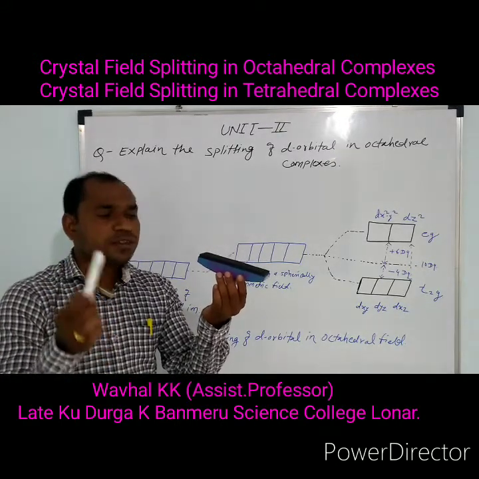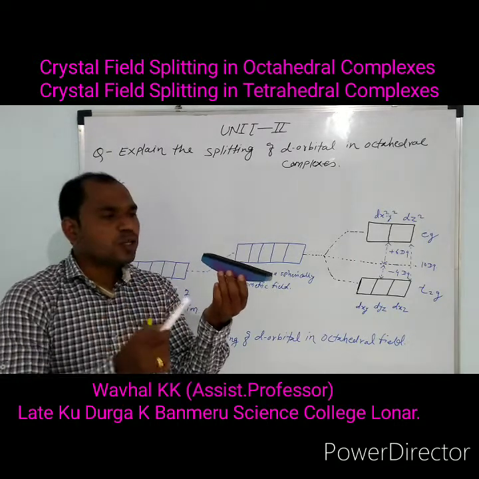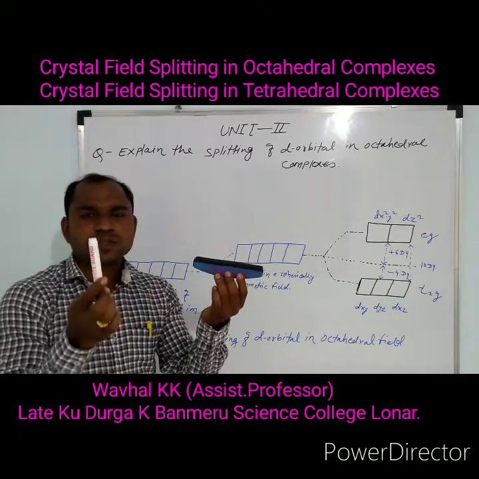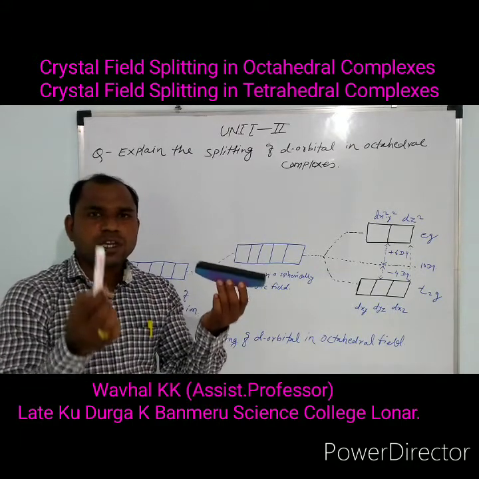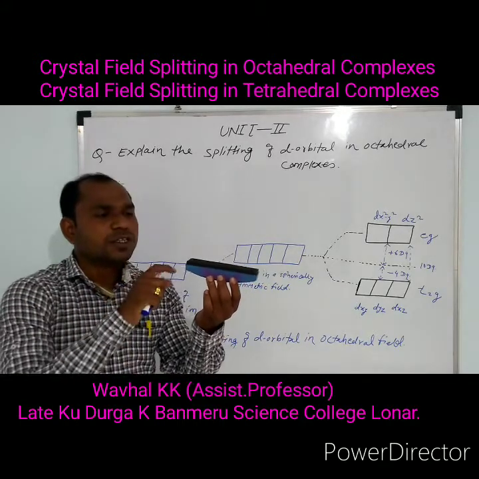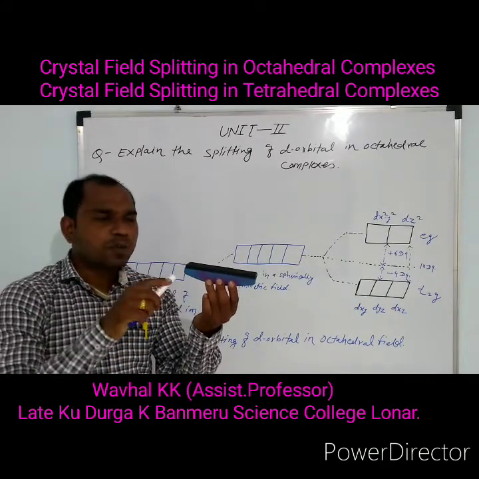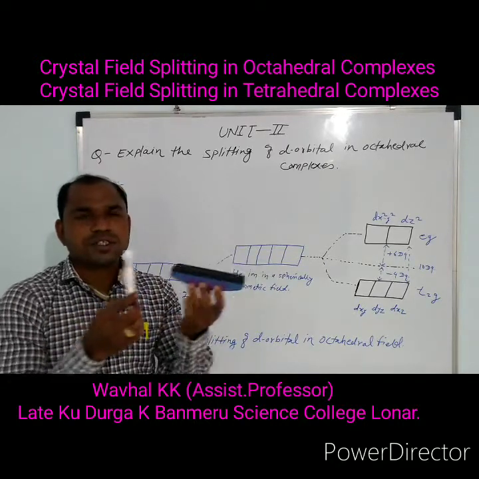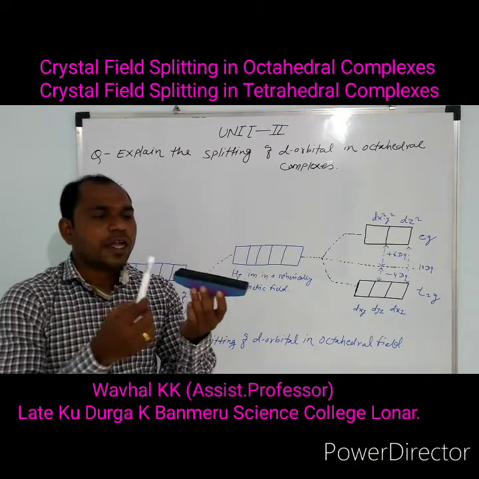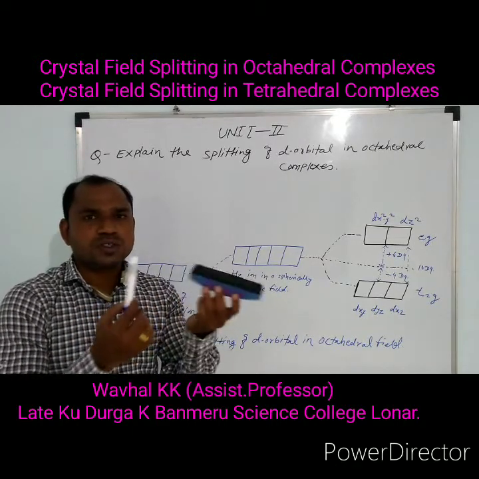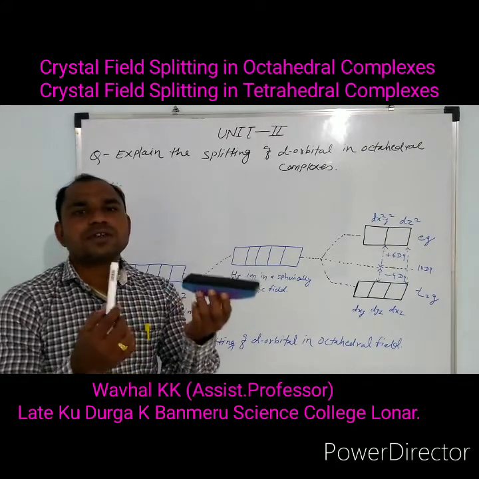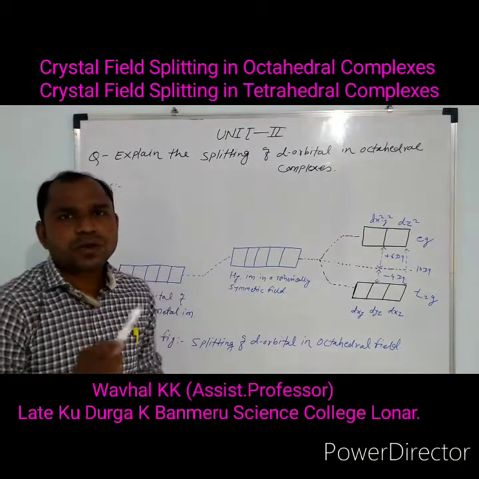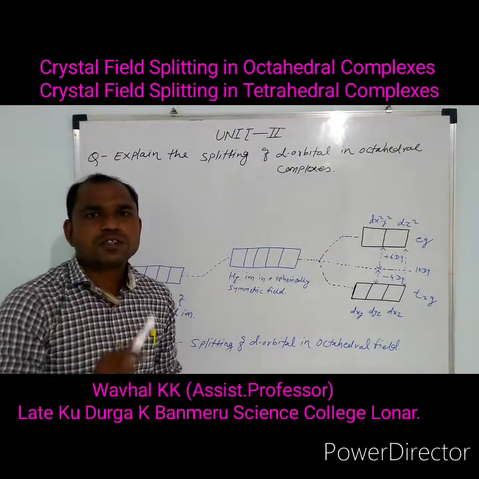But there is also a repulsive force between the electrons present in the d orbitals of the central metal atom and the electrons present on the ligands, because electrons carry a negative charge. These two negative charges repel each other. Due to this repulsive force all the d orbitals are affected, but the five d orbitals are not affected equally. Why is that?